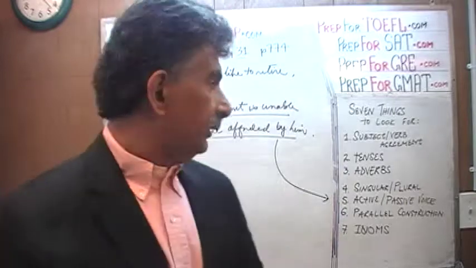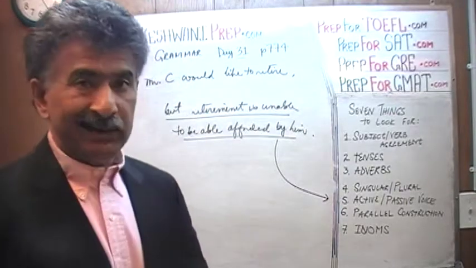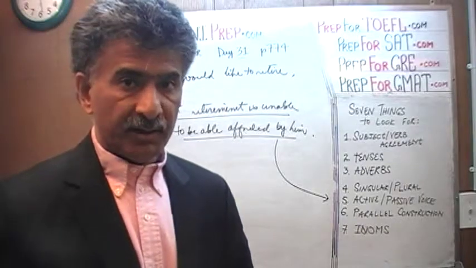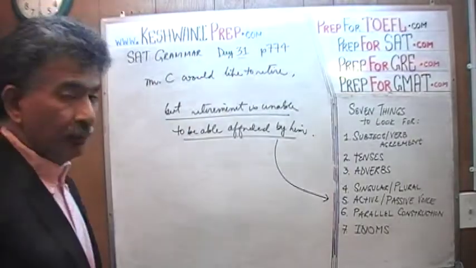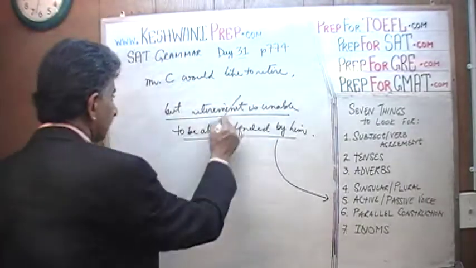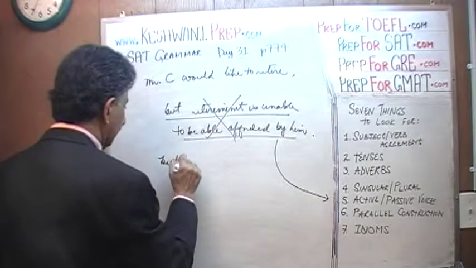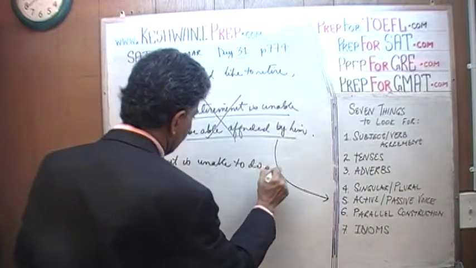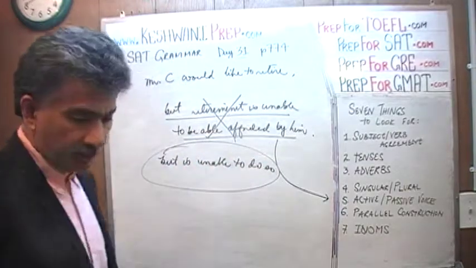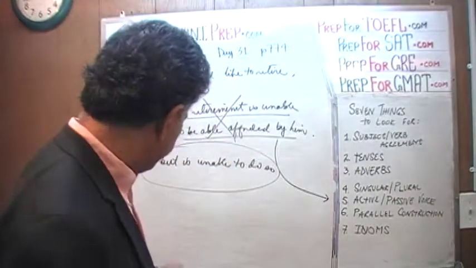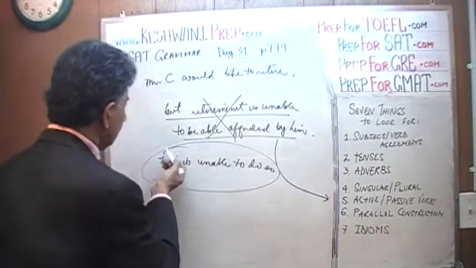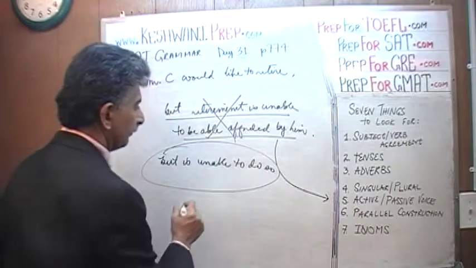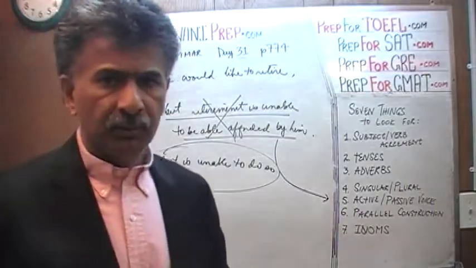Instead of saying, but the retirement is unable to be afforded by Mr. Chung, it will flow much better if you were to simply say, Mr. Chung would like to retire, but is unable to do so. Voila, that's it. He would like to retire, but is unable to do so. Or better yet, he would like to retire, but he is unable to afford. He's unable to do so because he can't afford it.